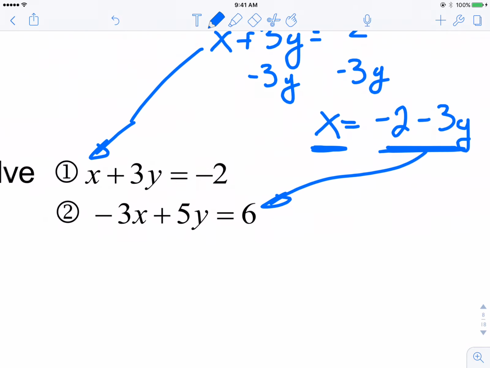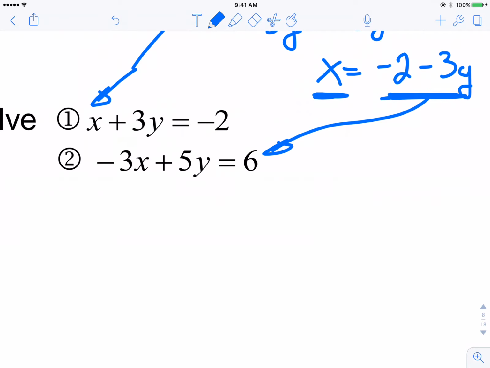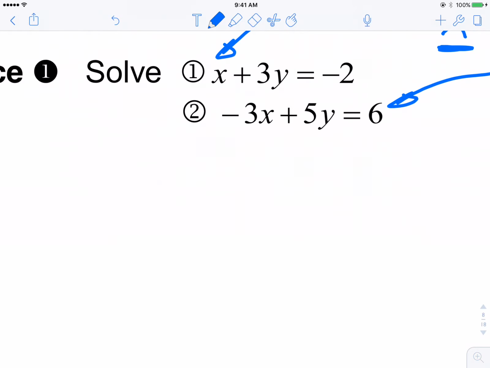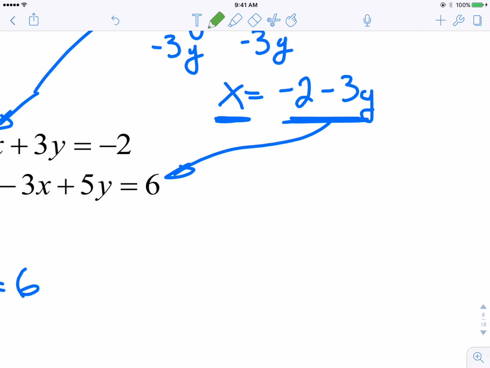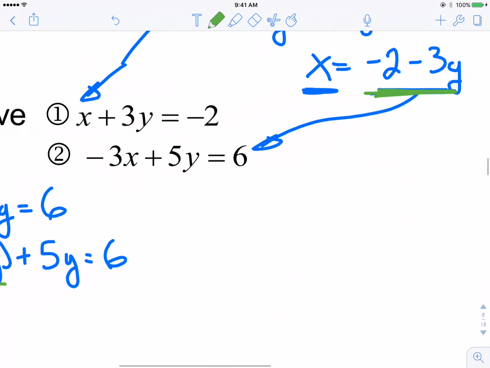So I substitute that -2 minus 3y into the second equation. So I have -3x plus 5y is equal to 6. -3 times (-2 minus 3y) plus 5y is equal to 6. Now remember, this comes from what we solved for over here.